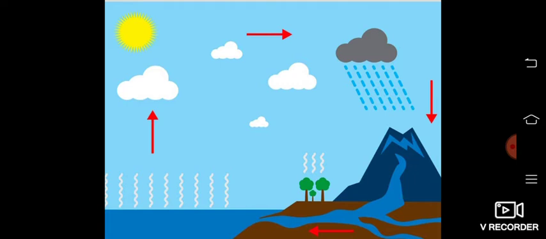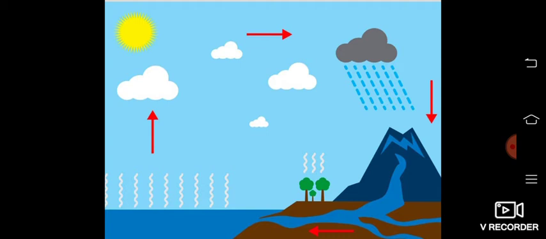The sun comes out, and because of the heat of the sun, the water is getting evaporated, so the water vapor comes up. What happened to that water vapor? It rises up. Why does it rise up? Because it is very light, it is not heavy. The water vapor is very light and not heavy, so it rises up like a balloon, it floats.